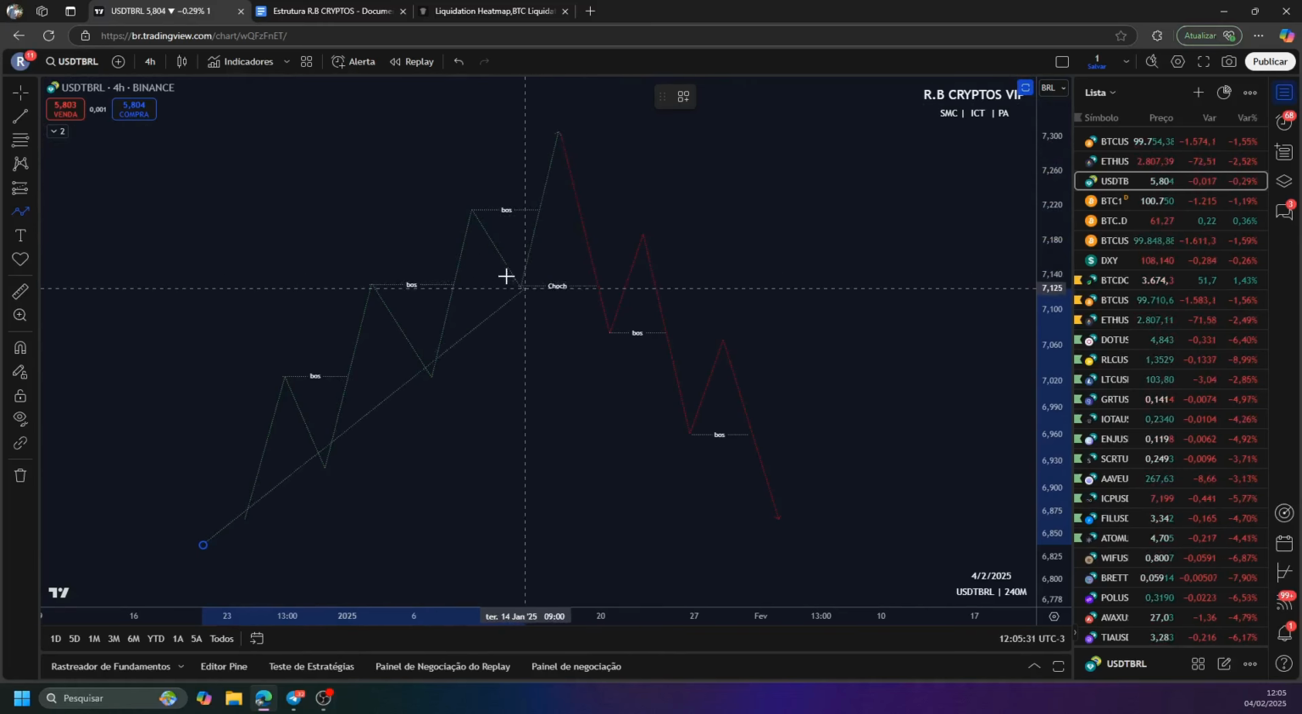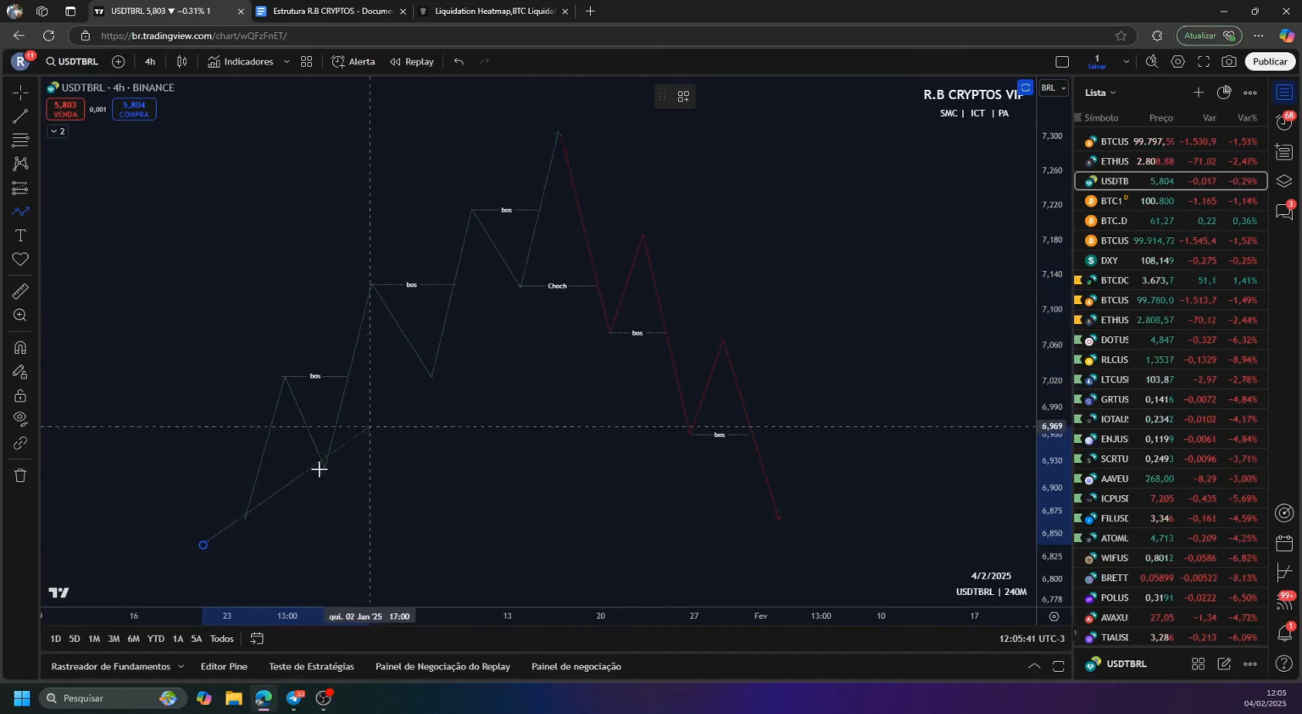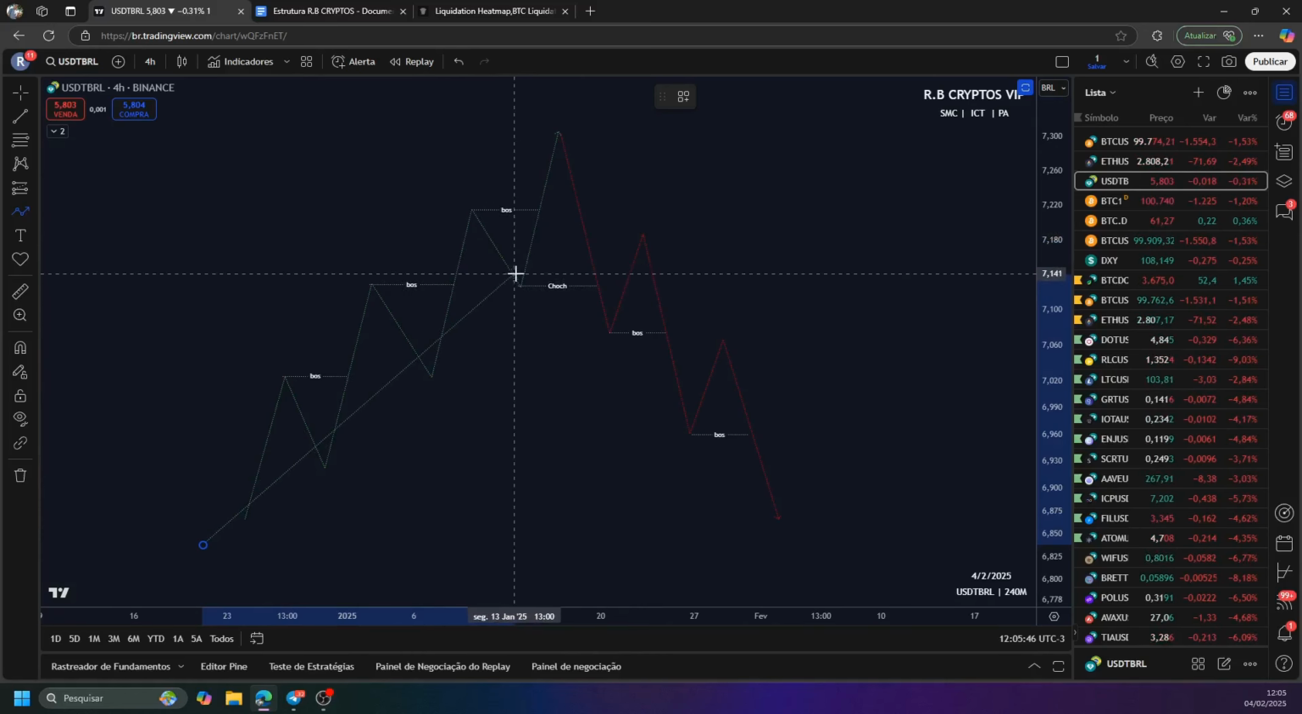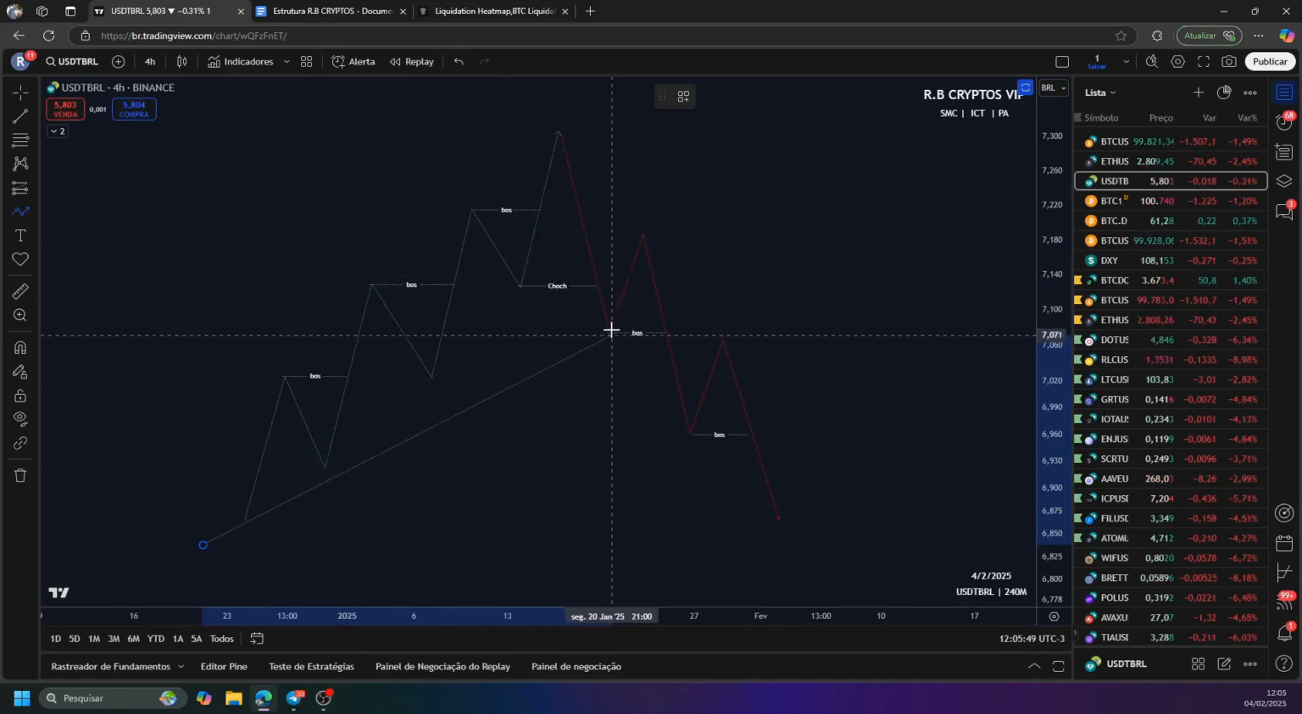From the moment the market broke that last low, we had the formation of the CHoCH. From the moment the market made this CHoCH, it's showing us that the buying strength is decreasing. The market doesn't have the strength to hold this low, so we might start a new flow, in this case, a bearish flow.